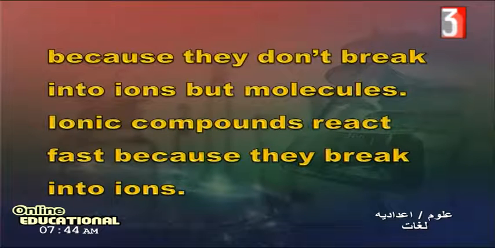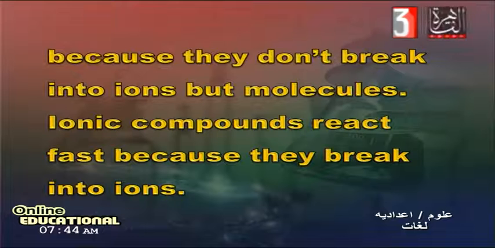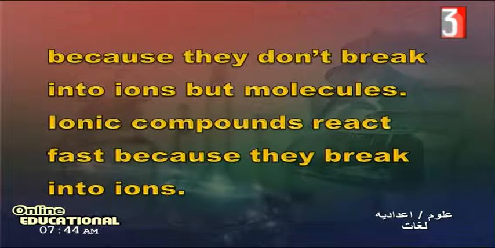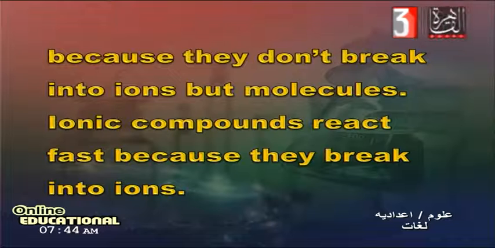But why is the ionic reaction faster than covalent? Because covalent compounds don't break into ions but react as molecules. Ionic compounds react fast because they break into ions. Again, the chemical reaction speed in ionic compounds is faster than in covalent compounds because covalent bonds react as molecules, but ionic compounds react fast because they break into ions.